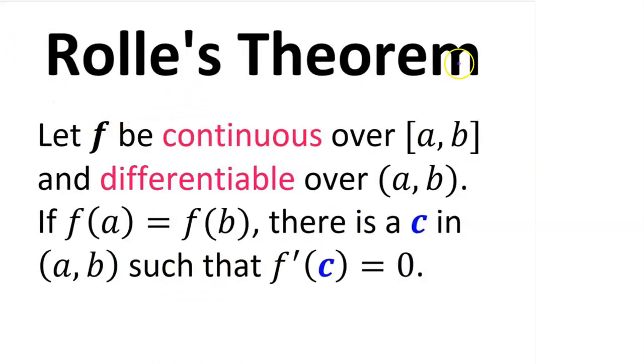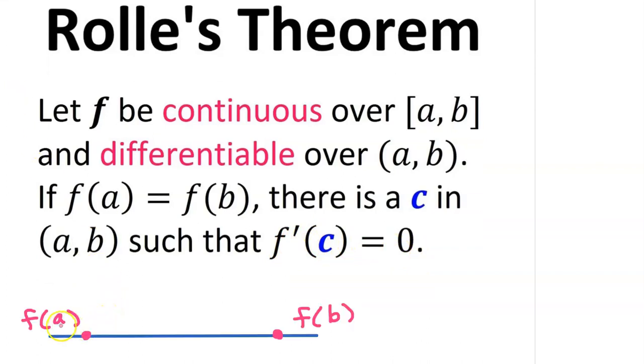Next, we have Rolle's theorem. For this theorem, f has to be continuous on the closed interval from a to b and differentiable on the open interval from a to b. And it says if f at a is equal to f at b, then there is a value c in ab such that f prime at c is equal to 0.